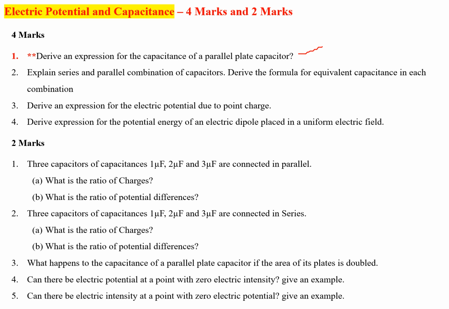And this one, series and parallel combination of capacitors. Resistors and capacitors have some differences. For resistors in series, R equivalent equals R1 plus R2, but in this case, for capacitors in series, 1 by C equivalent equals 1 by C1 plus 1 by C2. In parallel, both are in the opposite way.